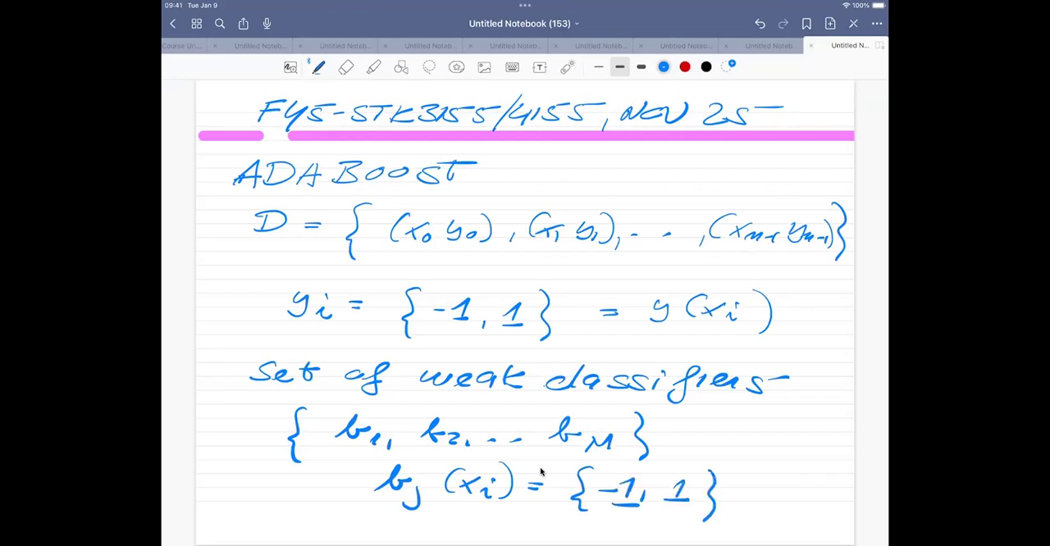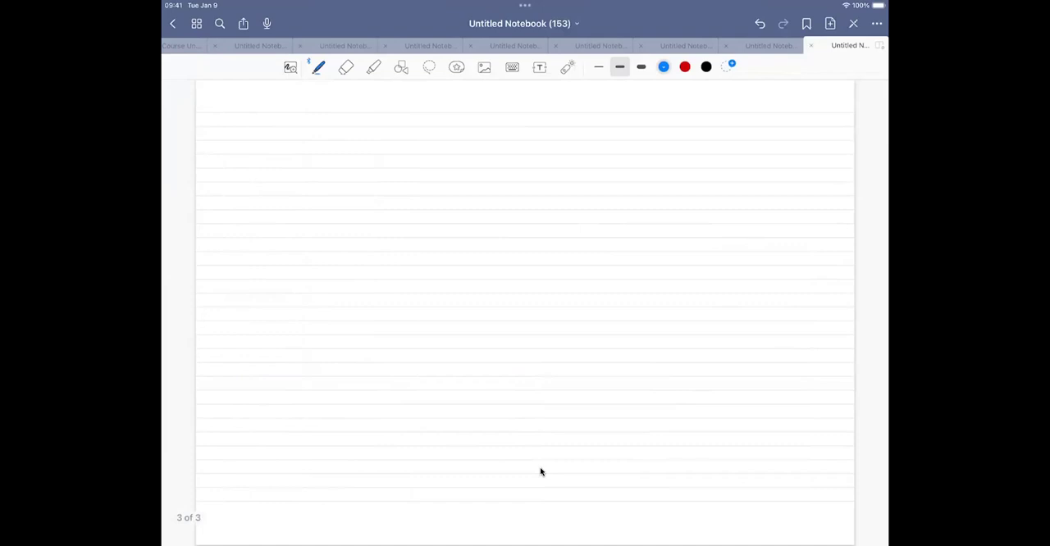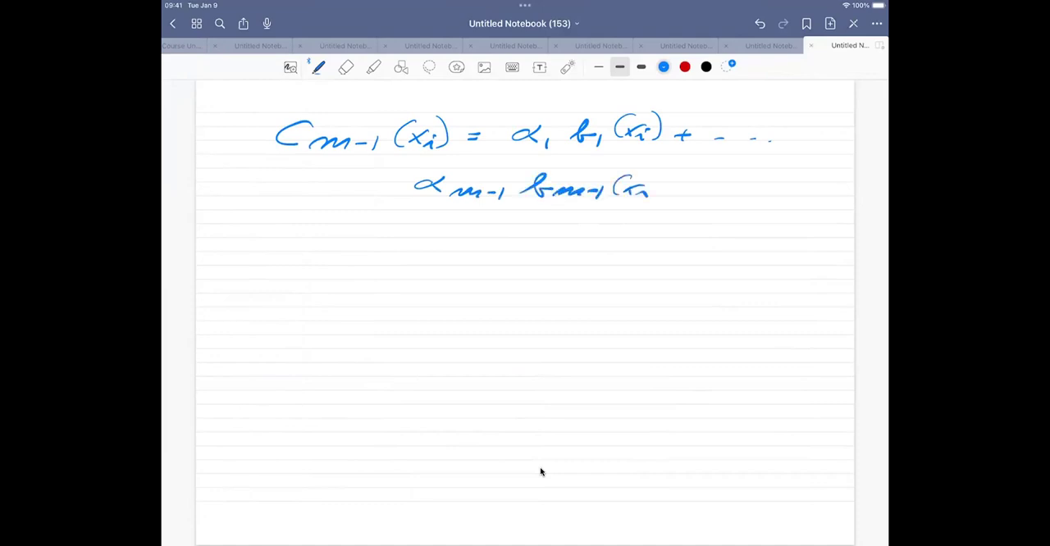So this is what we want it to have. And we are going to build gradually these functions so that the final function which we want to have, this is the one we are going to train after a given number of iterations. Suppose we have done m-1 iterations, then this is going to be given by some parameter alpha 1 times b1 of x of i plus, and this goes all the way up to alpha m-1 of b m-1 of x of i. And then we continue like this till we have reached the final value m.